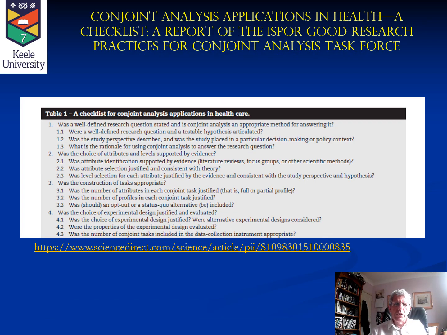The thesis used a checklist to describe the different studies. Note that this checklist is specific to conjoint analysis studies. There are 10 questions with 3 sub-questions. This slide shows questions 1 to 4. For example, question 4 is, was the choice of experimental design justified and evaluated? And you can see that there are more details for this question here.